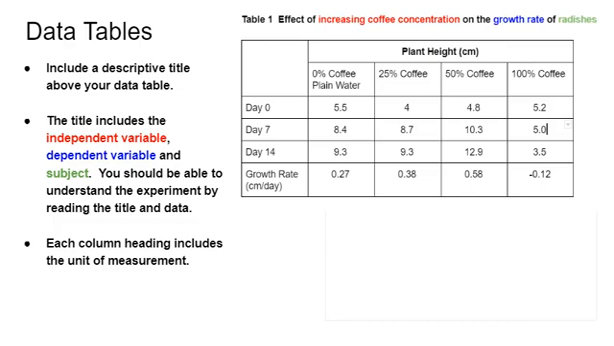Putting the independent-dependent variable together and the subject can be confusing for students. So using sentence starters like the effect of or the relationship between is very helpful.